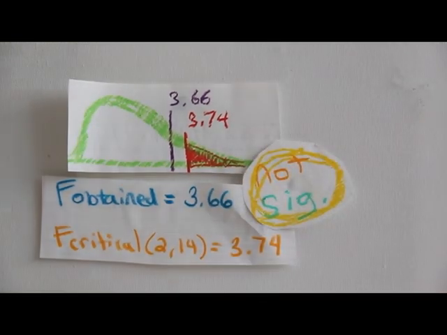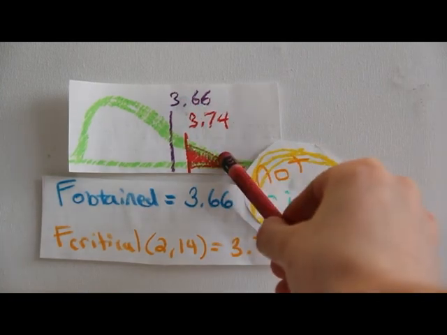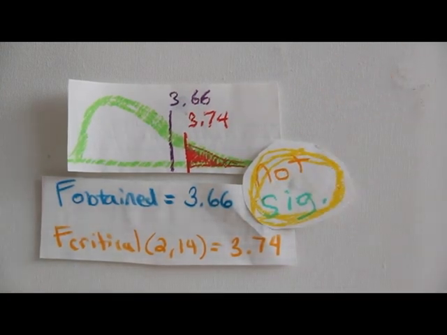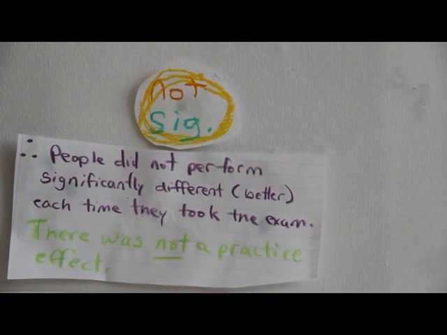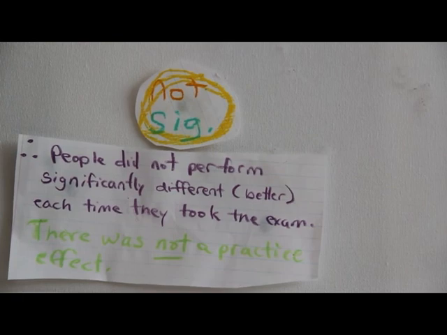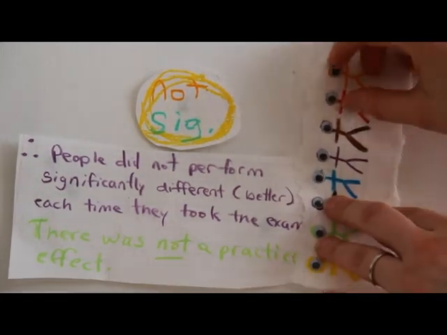So our obtained F of 3.66 is closer to the mean than our F critical. It's not in the critical region. So we fail to reject the null and conclude that it is not a significant ANOVA. We can say that people did not perform significantly different or better each time they took the exam. There was not a practice effect for this exam.